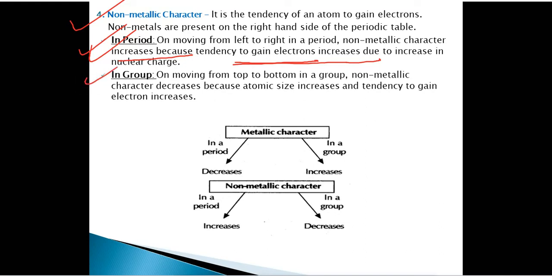And in a group, when you move from top to bottom, non-metallic character decreases because atomic size increases and the tendency to gain electrons decreases. Okay, so you can see through a flow chart also, metallic character in a period will decrease, but in a group the metallic character will increase. Just the opposite trend is there for non-metallic character. In a period, non-metallic character increases, but it decreases in a group.